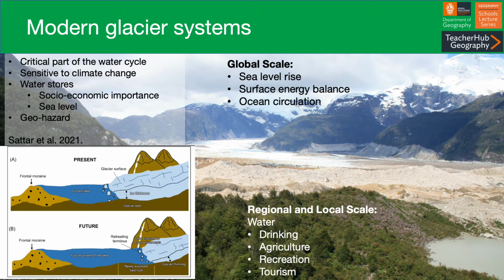At regional and local scales, the availability of a constant water supply provided by glacial systems is of huge socio-economic importance. Glaciers have been referred to as natural water towers that release water for drinking, agriculture, recreation and tourism. And if this resource is lost, there are potentially significant impacts on an estimated 1.9 billion people that live within glaciated catchments or downstream of glaciers as the main water supply.